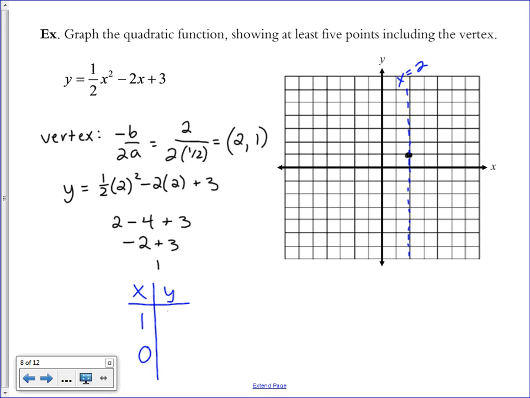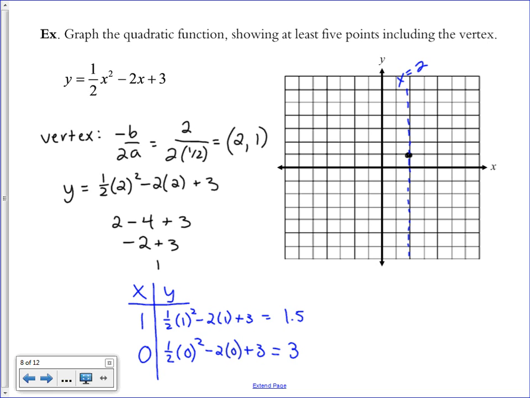To plug them in, you put them in the original function in place of x. You can use a calculator if you need to help you with the evaluation step. This ends up being 1/2 minus 2, which is negative 1.5, plus 3. And I don't mind decimals here because you're going to be graphing them. And it's a little easier to graph with decimals because you know where to locate them. Plug in 0. I almost didn't need to show work for that at all. It just ends up being 3.